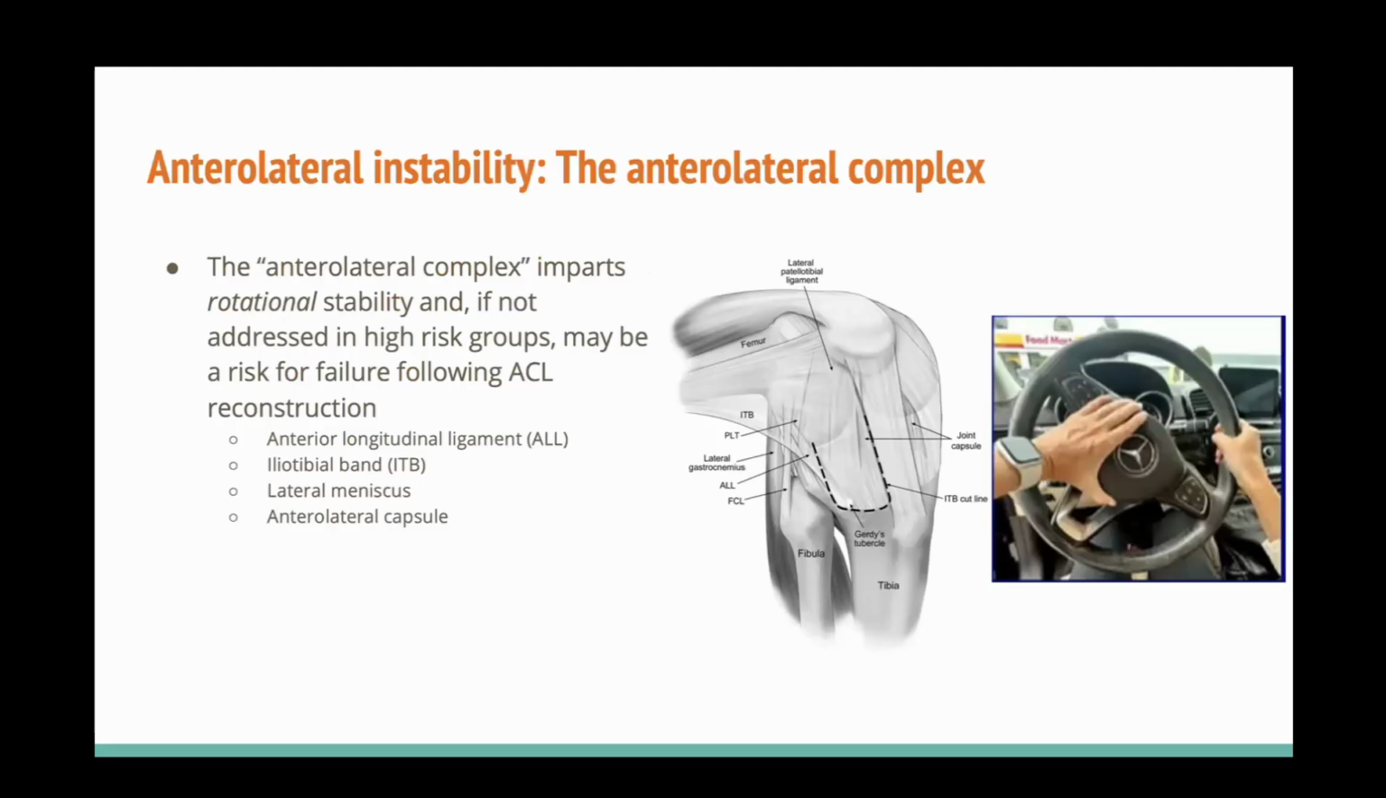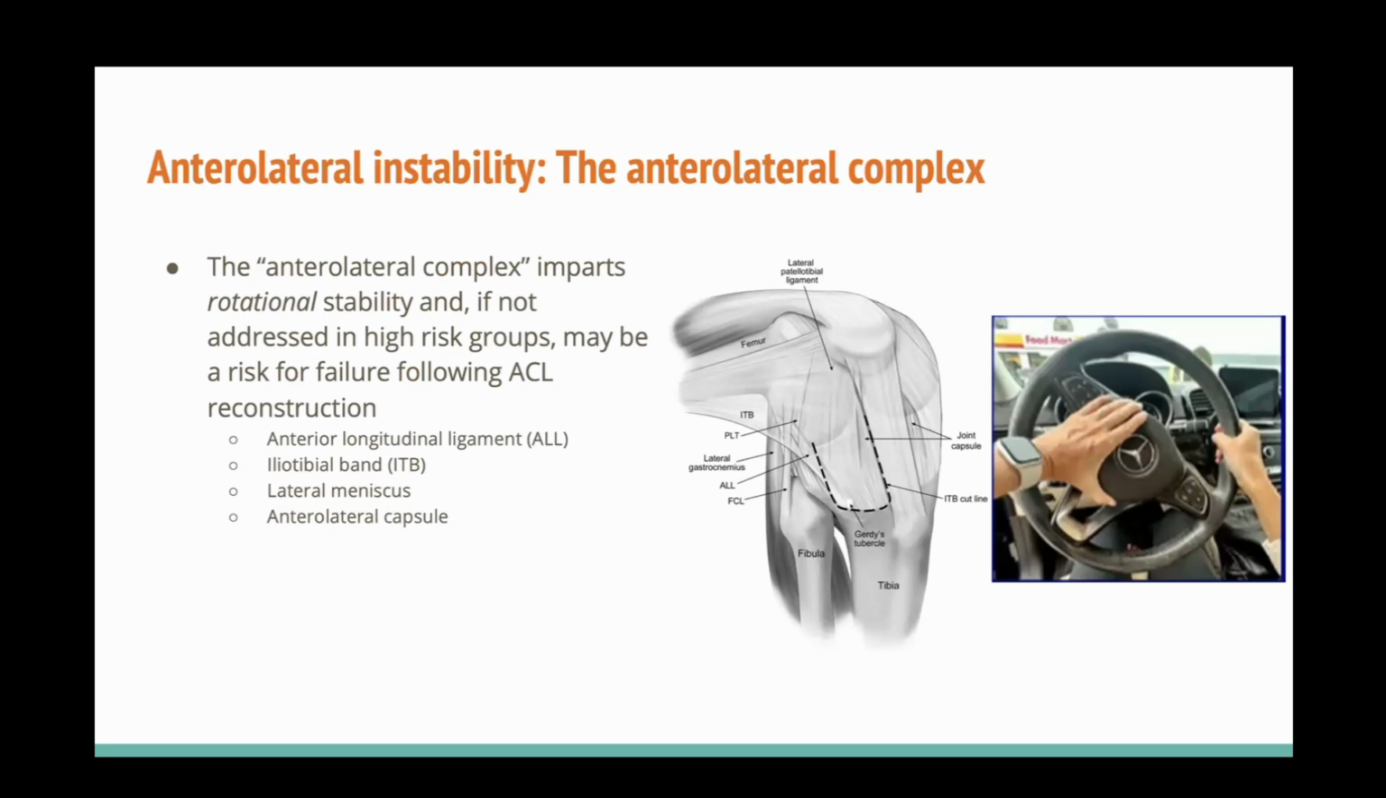So there's been some talk about the anterolateral complex. It's had a revival in the literature somewhat recently. And what we're really talking about is this anterolateral complex, which is the anterior longitudinal ligament, the iliotibial band, the lateral meniscus, and the anterolateral capsule. These provide some rotational stability.